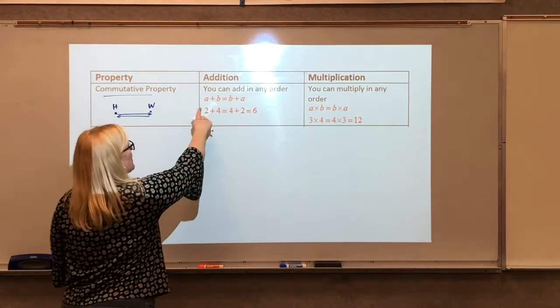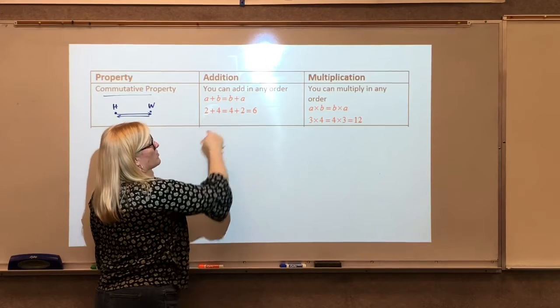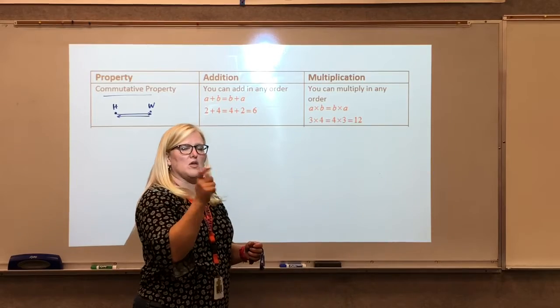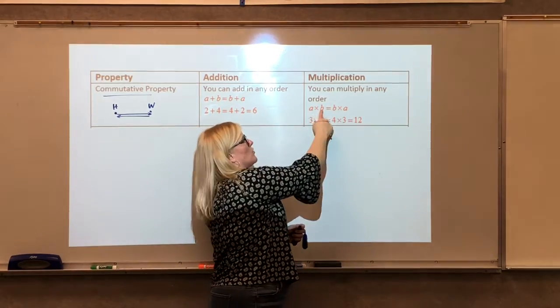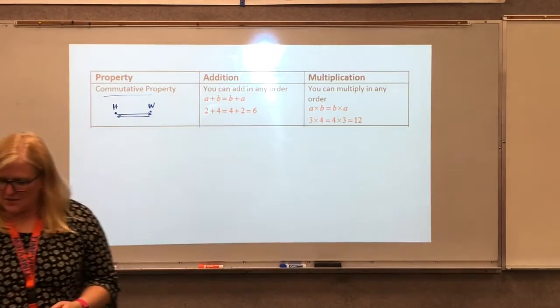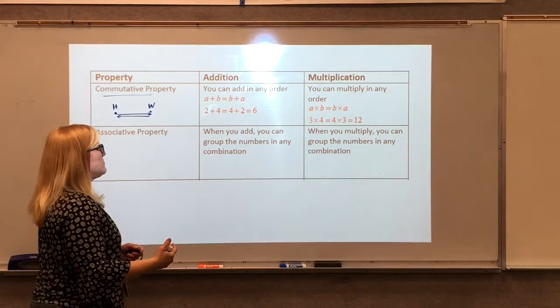So a plus b equals b plus a. 2 plus 4 equals 4 plus 2. Here, a times b equals b times a. So they're commuting. I'm going from home to work, from work to home. Okay? All right, the next one is the associative property.